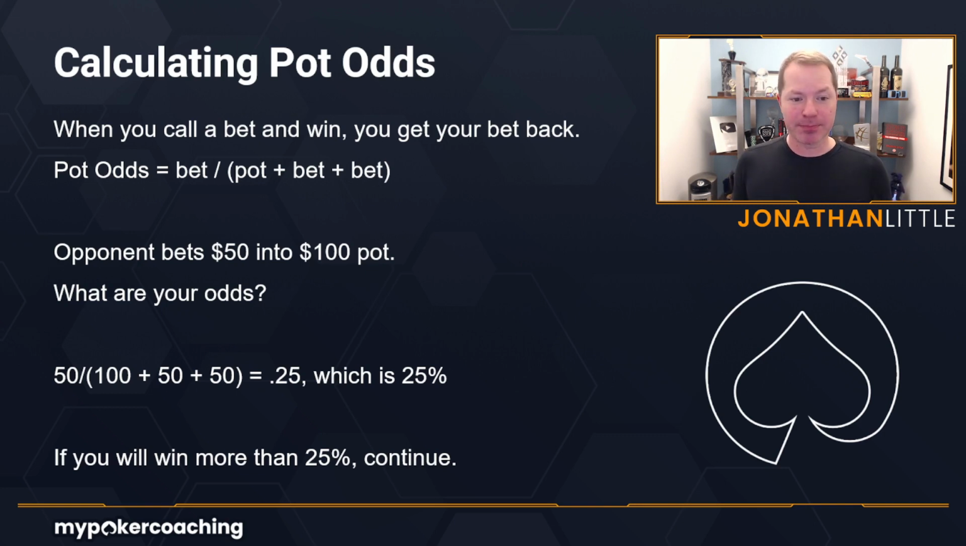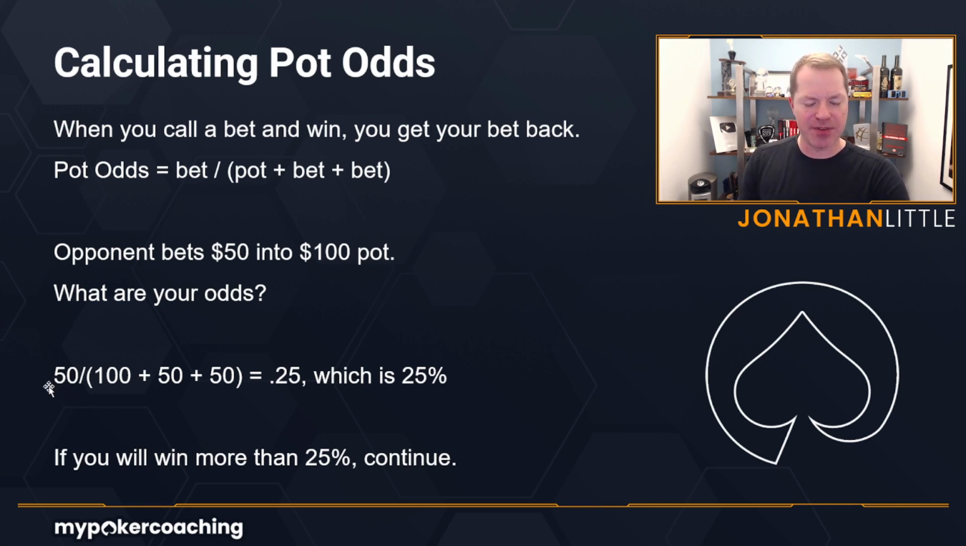So, for example, say your opponent bets $50 into a $100 pot. What are your odds? How often do you need to win? A lot of people mistakenly think 50 divided by 100 is 50%. You need to win half the time. Absolutely not. Other people think you need to win $50 or 50 divided by 100 plus your opponent's bet, which is 50, 150 total, which would be 33%. Absolutely not. That is not the equation. Do not do it wrong.